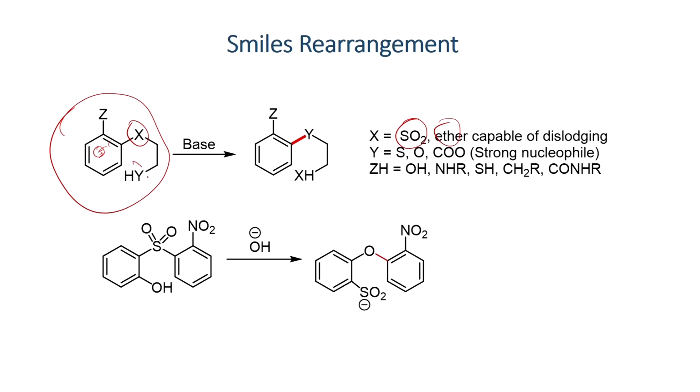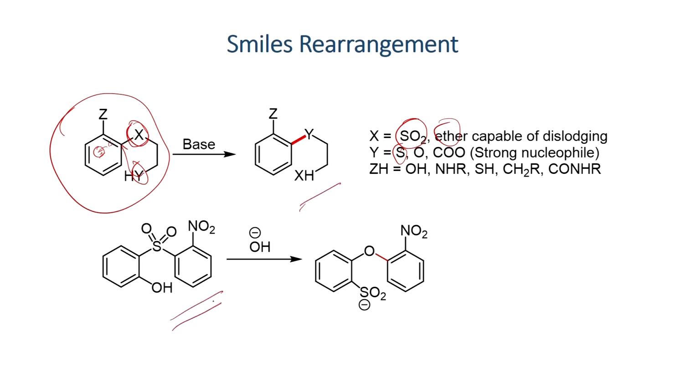Y should be a strong nucleophile, like it can be O minus or carboxylate. When you have a strong nucleophile which can undergo addition reaction, at the same time, X can leave from the aromatic ring. What you do here is, the Y goes here and X comes out. This is known as Smiles rearrangement.